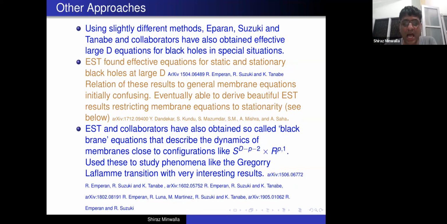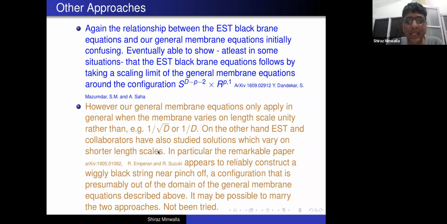Now, I was going to spend the next two transparencies talking about connections with other approaches to this problem, but in view of time, I'm going to skip this, except to point out that there's this really interesting paper by Emparan and Suzuki 3 years ago, which in a very particular context deals with this membrane at length scales smaller than our expansion is able to deal with. At length scales where the membrane fluctuates not at distances of order 1, but at order 1 over square root d and 1 over d. It was trying to study this Gregory-Laflamme problem in thin tubes.